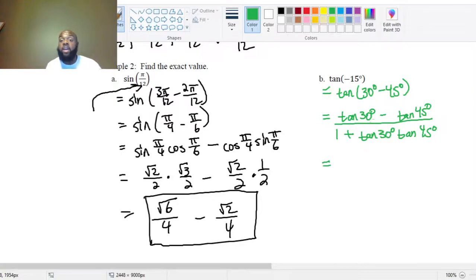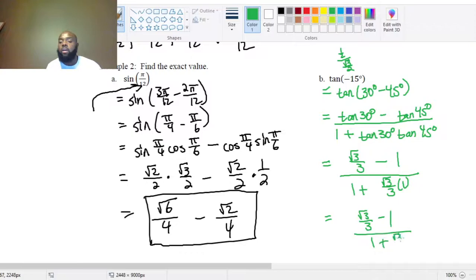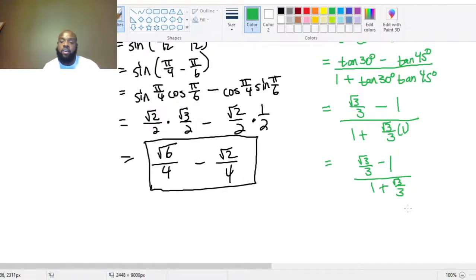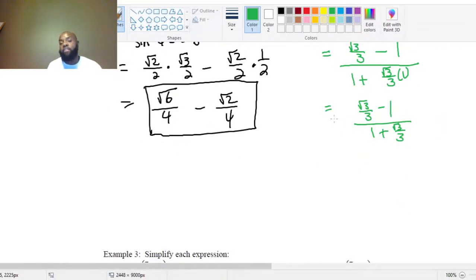Now let's simplify it. Well, the tangent of 30 degrees, remember your 30-degree angle is, the y-coordinate is 1/2, the x-coordinate is square root of 3 over 2. And so when you do that division, you're going to get square root of 3 over 3. The tangent of 45 degrees is 1. And so in our denominator, we're going to get square root of 3 over 3 times 1. And so this basically simplifies to this thing here.